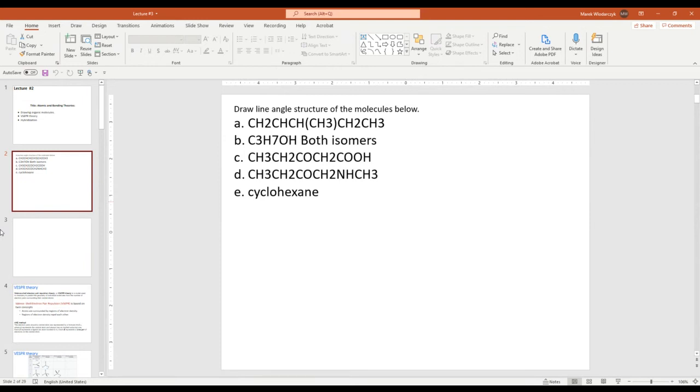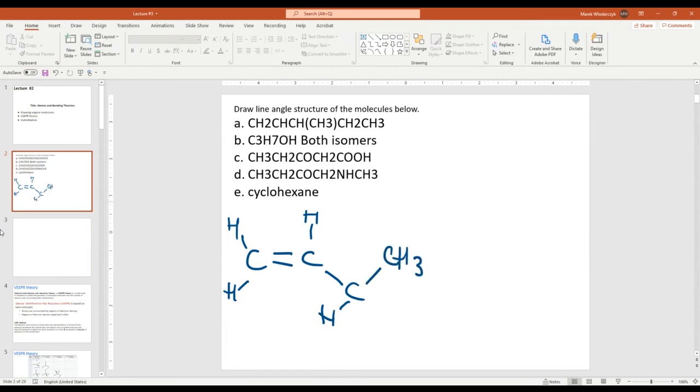Okay, so if you think about it, we have a CH2. That means that you have a carbon that is connected to 2 hydrogens, and then it has to be connected through the double bond to another CH. Okay, and then you have another CH, and CH3. Okay, and then CH2 and CH3. Okay, so the line angle formula for this molecule will look like this.